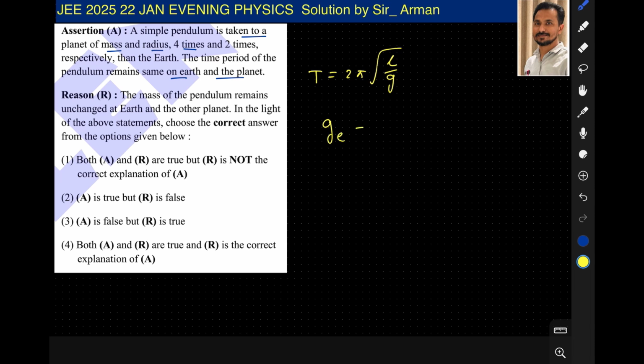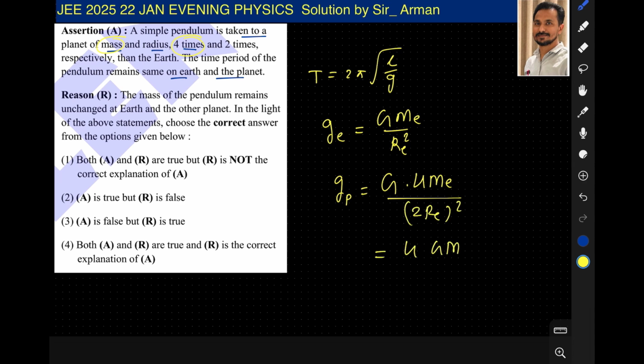So g is equal to GM by Re square, that we know, right, for Earth. Now for the given planet, gp is equal to G. Now here it is given that the mass becomes 4 times, so it is 4 Me, right? And what about the radius? The radius of that planet is 2 times, so here it is 2 Re square. So this will become 4 GMe upon 4 Re square. So 4 and 4 will get cancelled, so this will become equal to ge. That is, g is same for Earth and the given planet. So we can say that the time period will also remain same. So the first statement is correct.